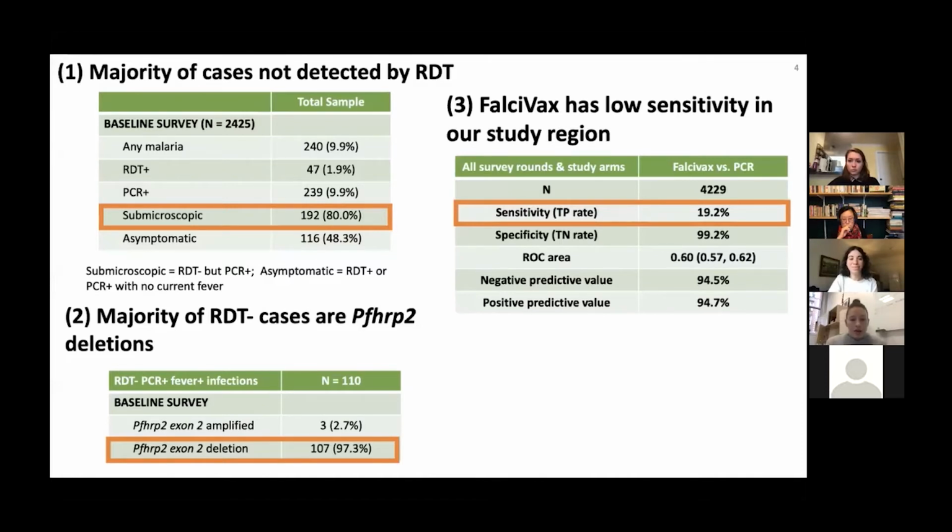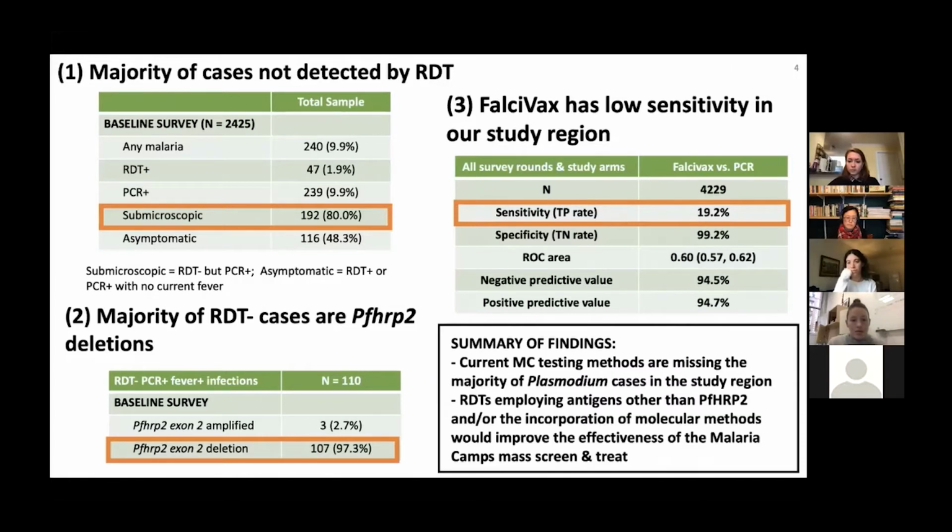And looking across all survey rounds and study arms, just over 4,000 samples assayed, we evaluated the sensitivity and specificity of the Felsivax RDT against the gold standard of PCR in this study region and found a sensitivity of about 19.2%.